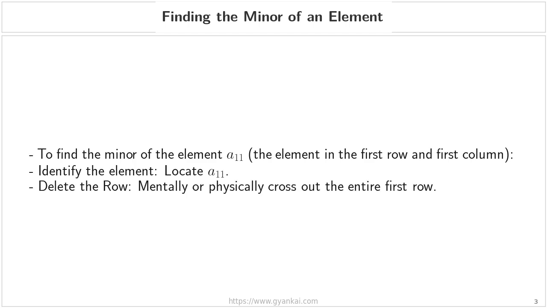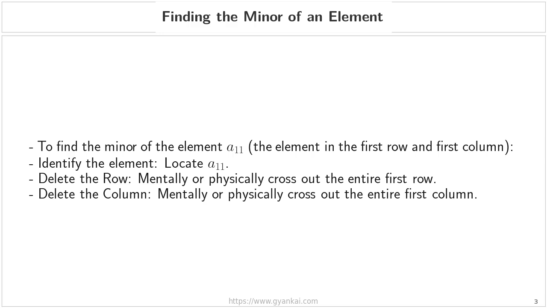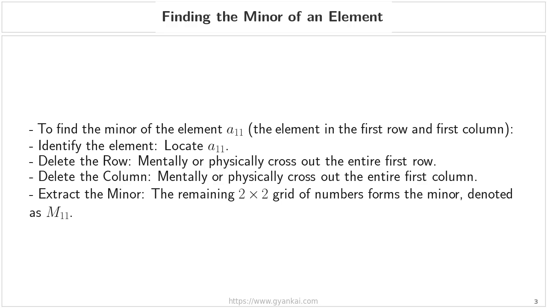Next, we perform the deletion step. Mentally, or even physically with a pencil, cross out the entire first row. Once that is done, go ahead and cross out the entire first column as well. Finally, look at what is left behind. The remaining 2x2 grid of numbers that hasn't been crossed out forms our new, smaller determinant. This is what we call the minor, and we denote it as M sub 1-1. In the next slide, we will see exactly what that looks like visually.